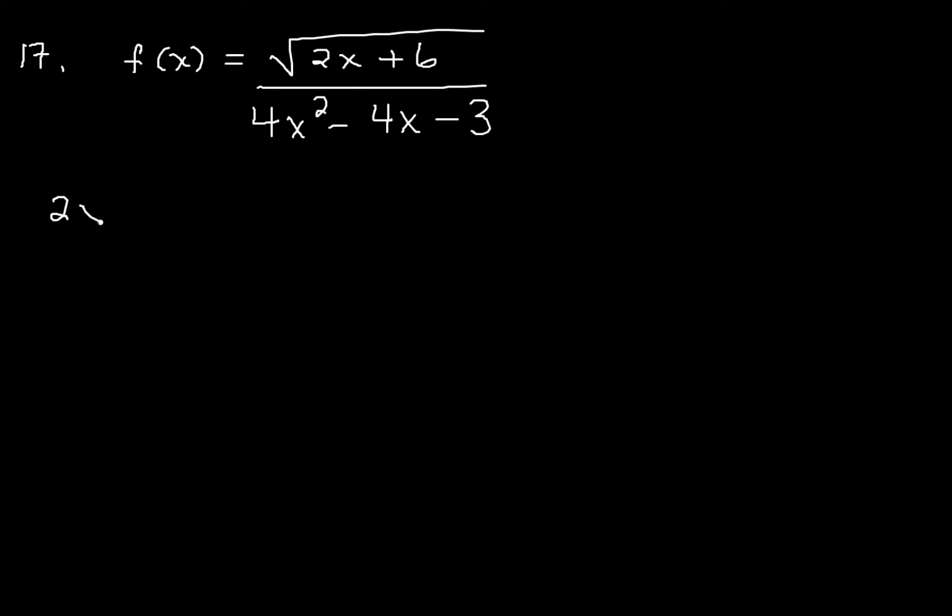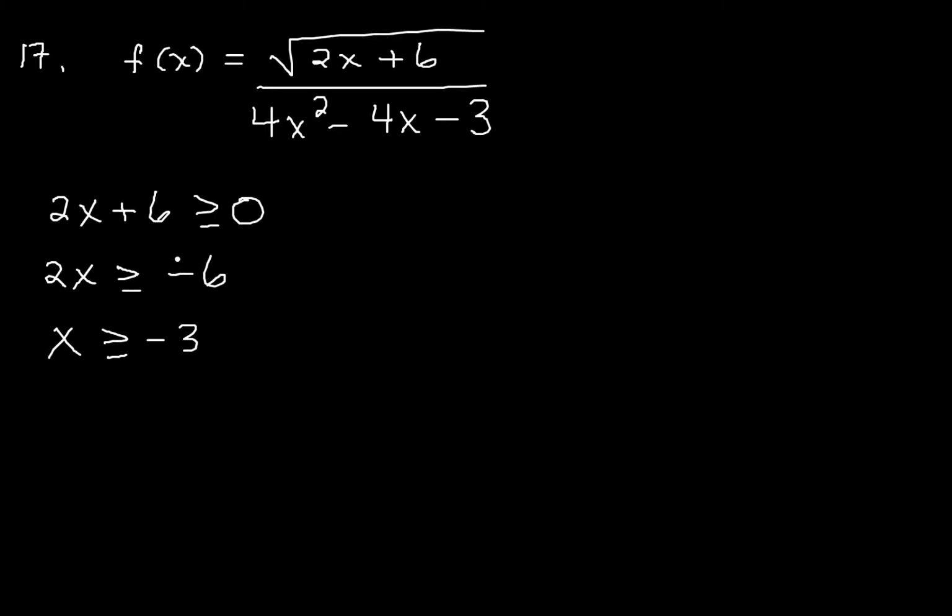So if it can't be negative, it has to be greater than or equal to 0. Anytime there's a radical in the numerator, you just say it has to be greater than or equal to 0. If there's a radical in the denominator, it cannot be equal to 0 either, because you can't have 0 in the denominator. So you just solve this. 2x is greater than or equal to negative 6. X has to be greater than or equal to negative 3. So that's the case for the numerator.